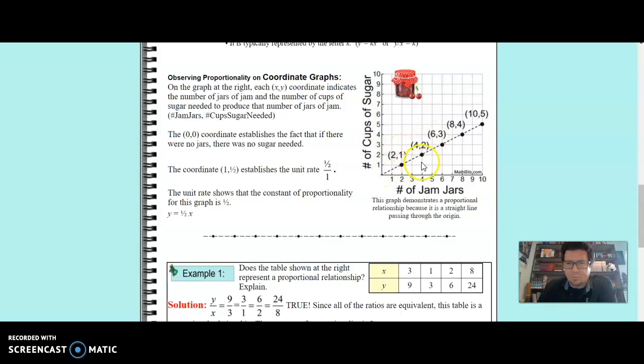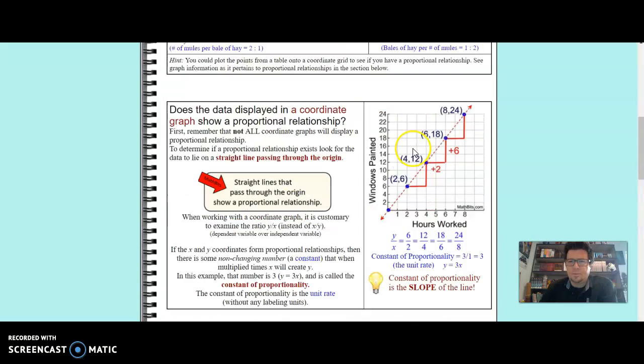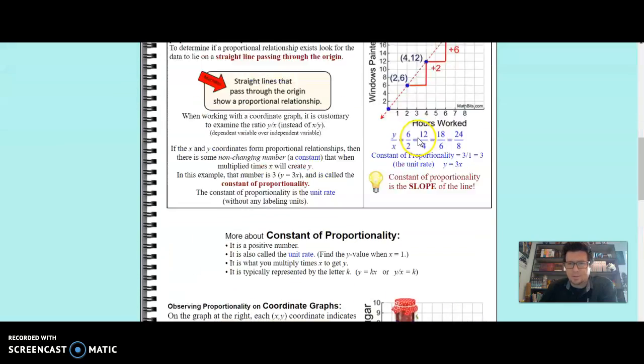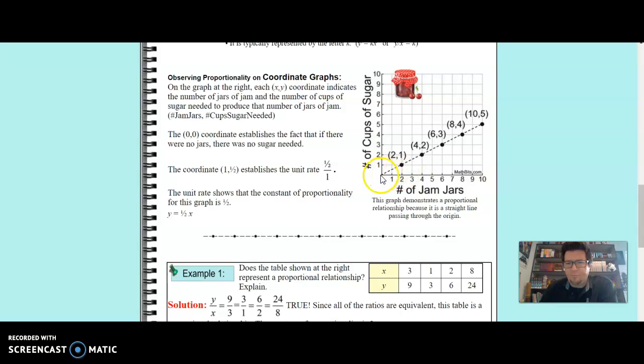Again, this would be proportional. Remember, half whole, half whole, half whole, half whole, half whole. That's what this would look like. Okay, this would look like in graph form. It would look like that. Okay, and it goes through the origin point, so you know it is a truly proportional relationship.